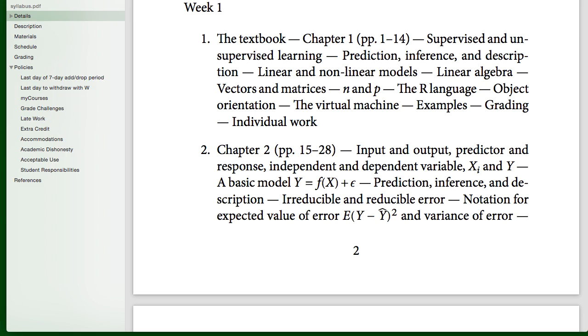By supervised learning, we are referring to data that has both an input and an output. Let me give you an example. This example is one that's explored in the textbook. It's an example of television advertising and sales. The input data is television advertising, and the output data is sales.